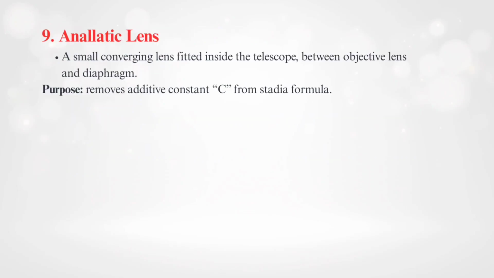Now the next component part is the analytic lens. In an analytic tacheometer, there is an additional lens called the analytic lens fitted between the objective lens and the diaphragm. Its main purpose is to eliminate the additive constant from the formula used to find the distances. And this makes our calculation much simpler and reduces the chances of error.